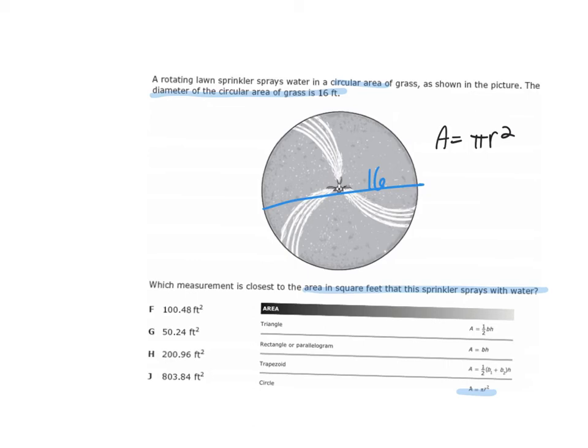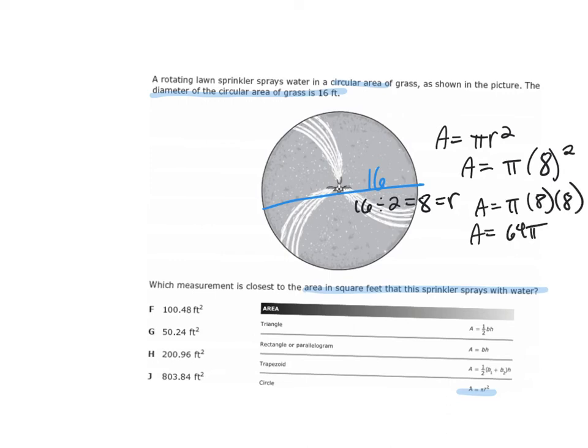The radius is half of the diameter. So 16 divided by 2 is 8. That means my radius is 8. So my area is equal to pi times 8 squared. So that means my area is equal to pi times 8 times 8. That's going to be 64 times pi. Let's multiply that out. Now before I multiply, I'm just going to estimate 60 times 3 is 180. So my answer should be a little bit bigger than 180.